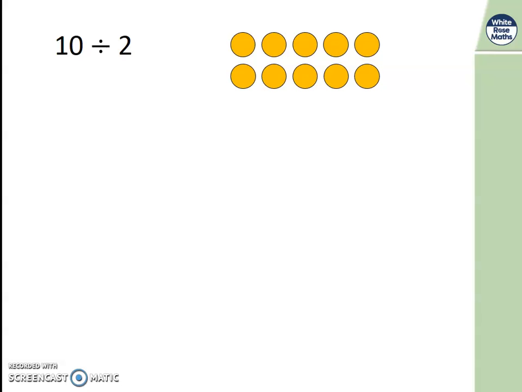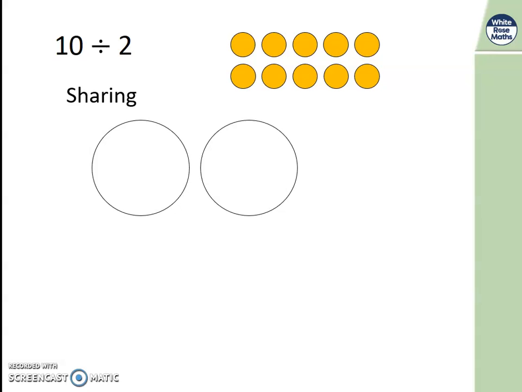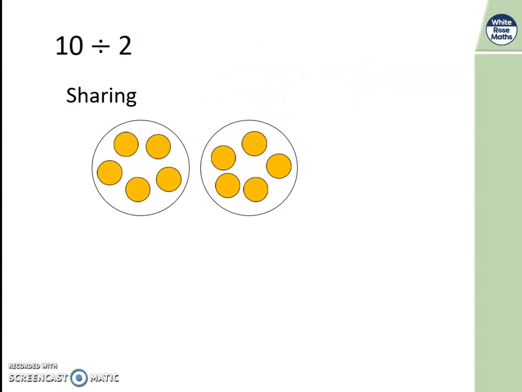Let's have a look. You can draw your 2 circles. This is sharing. And then you share each one in between the 2 amounts. So that is sharing because we are sharing them into the groups.